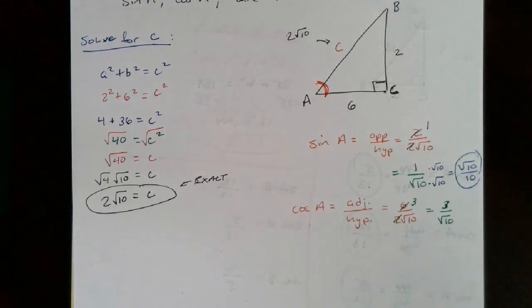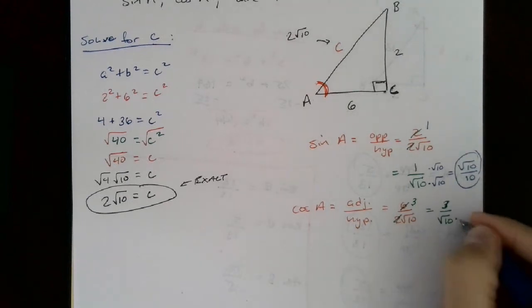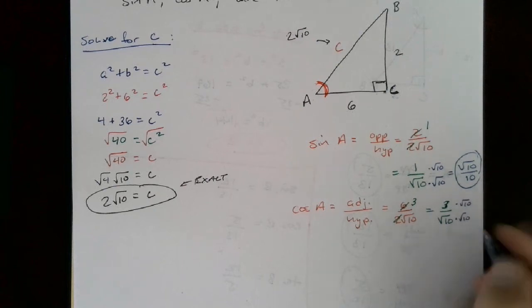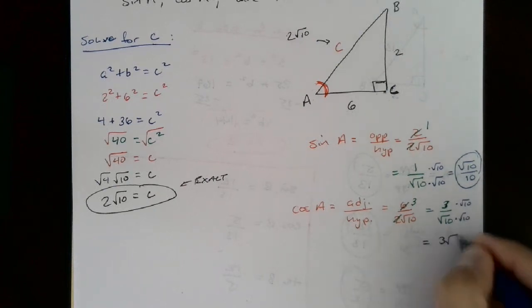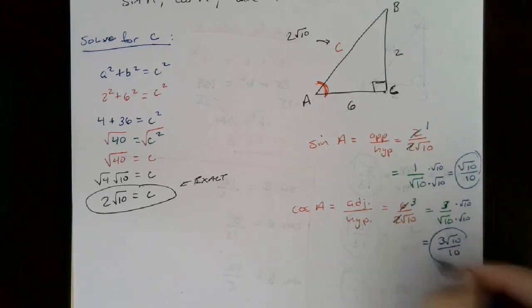And then you want to multiply by what to rationalize? Well, you want to multiply by square root of 10 over the square root of 10. So multiply both numerator and denominator by square root of 10. So you end up with 3 times the square root of 10 over square root of 10 times square root of 10 is just 10. If this reduces, you reduce it. If it doesn't, you leave it alone.